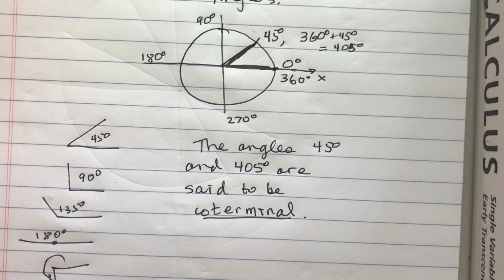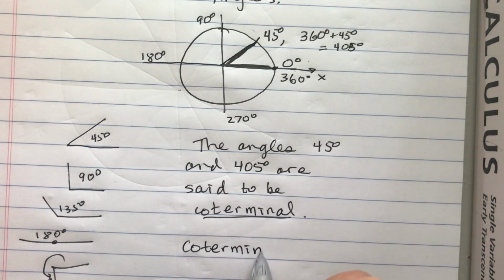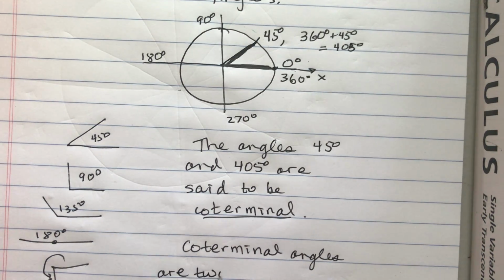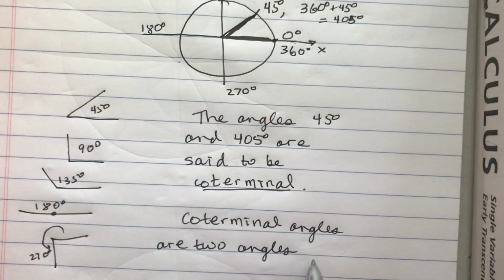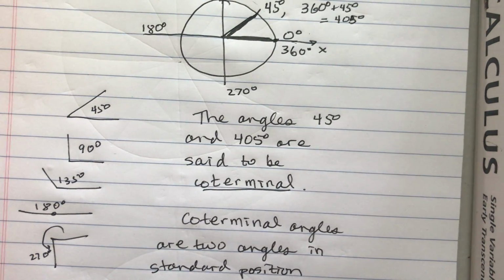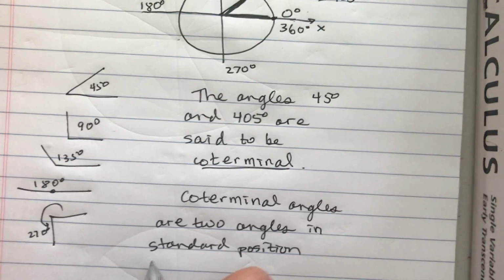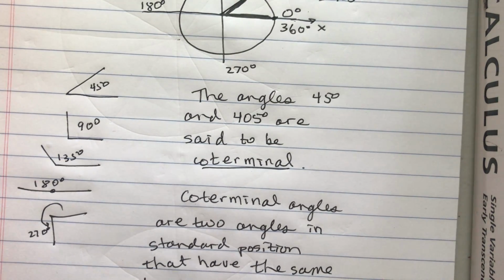All right, and so coterminal angles are two angles in standard position that have the same terminal side.